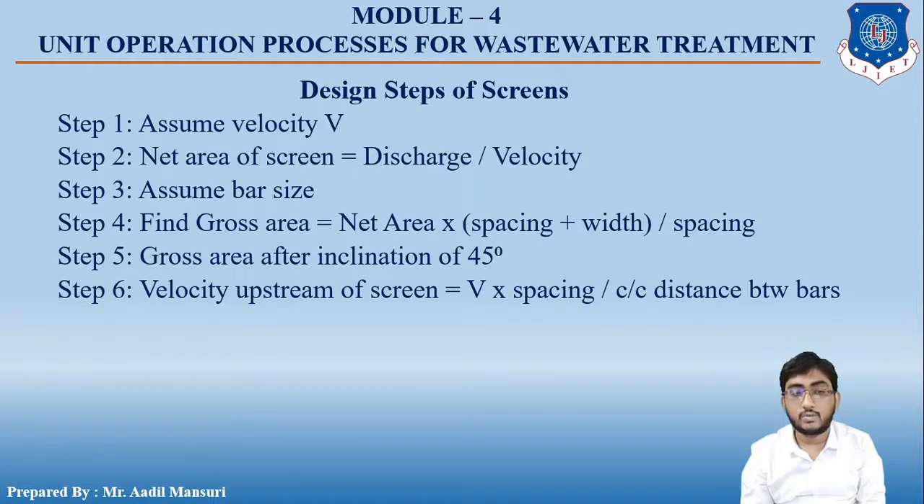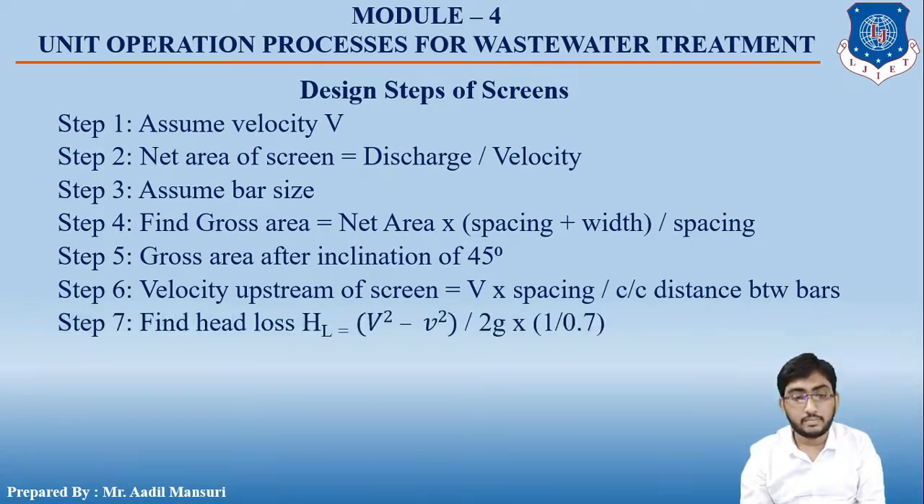Step 6 is to find out velocity on upstream of screen. This can be found out by multiplying the assumed velocity with spacing and then dividing it by the center to center distance between the bars. And the last step is to find out the head loss, that is capital V square minus small v square divided by 2g into 1 by 0.7, where capital V is the assumed velocity through screens and small v is the velocity on upstream of the screens.